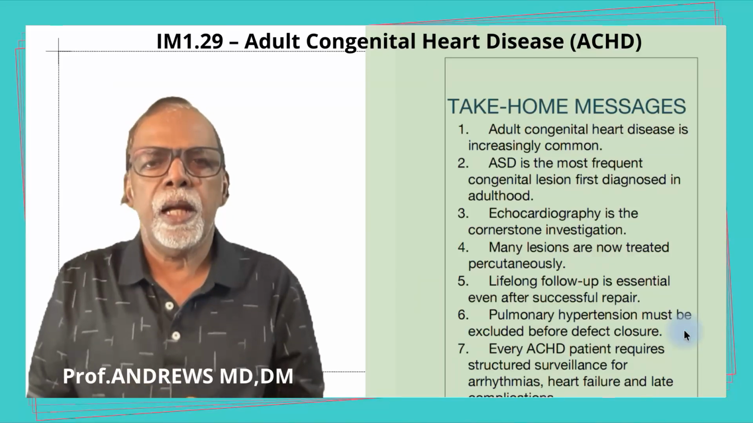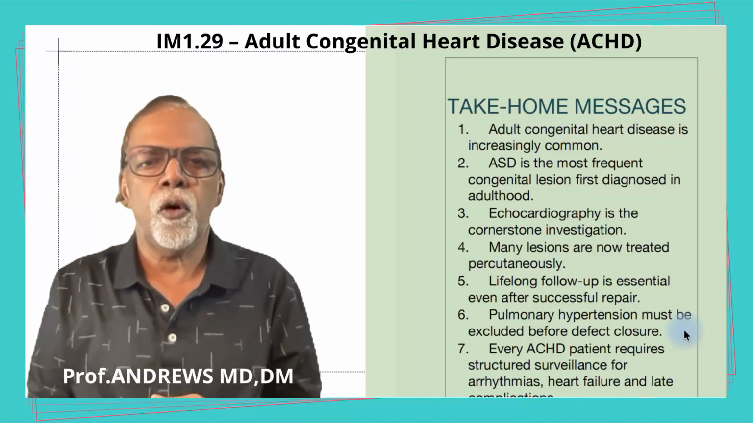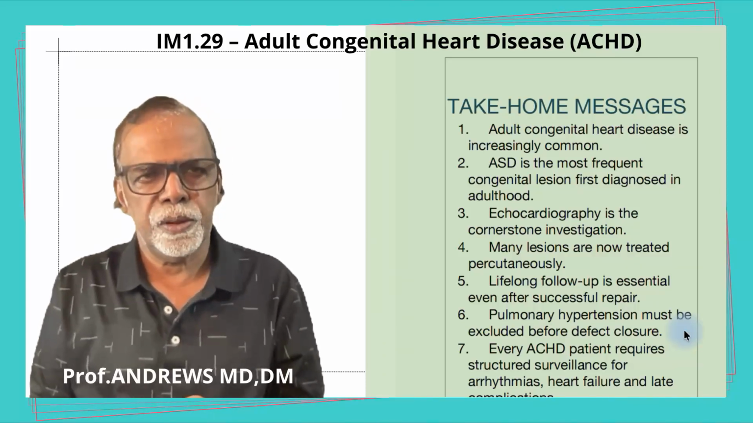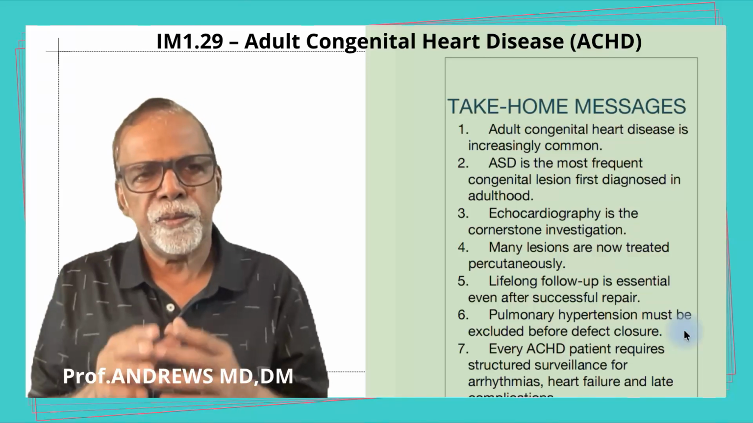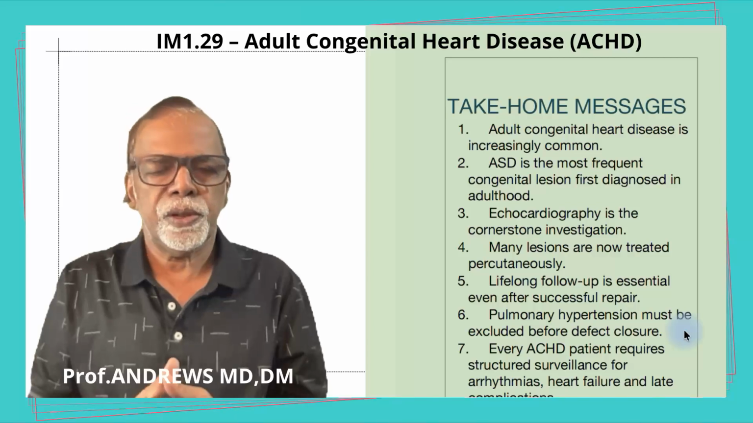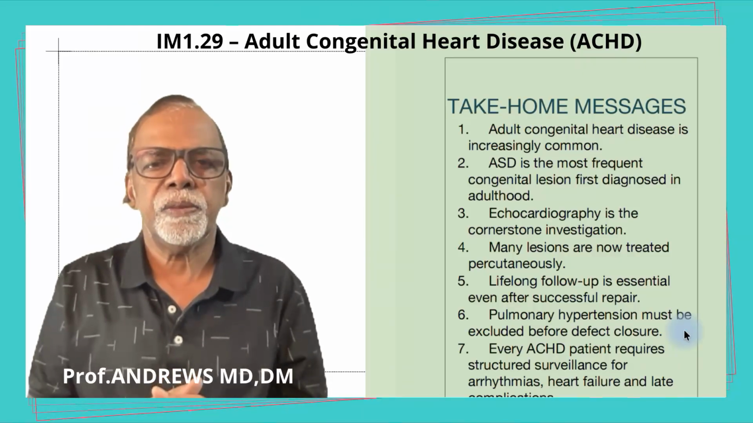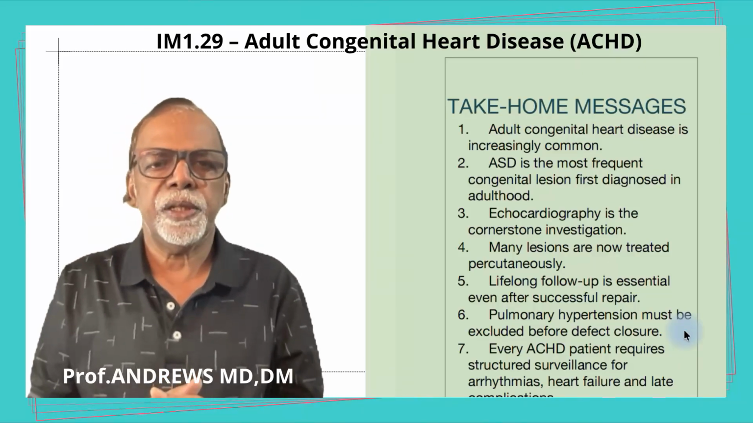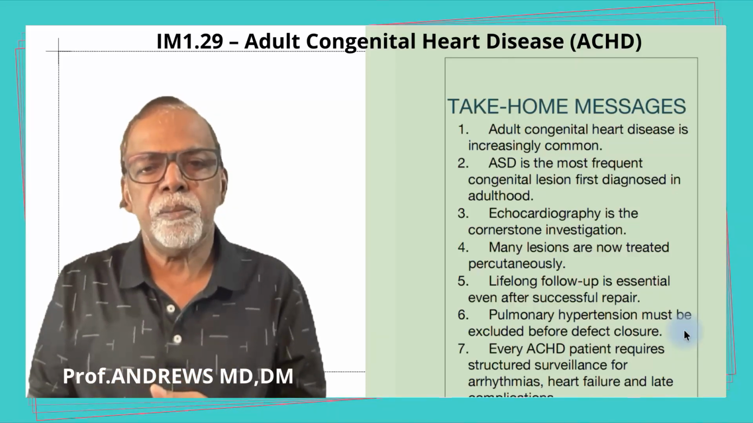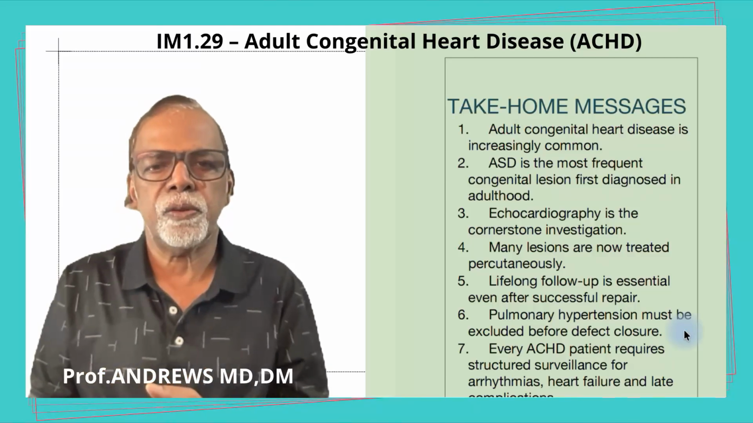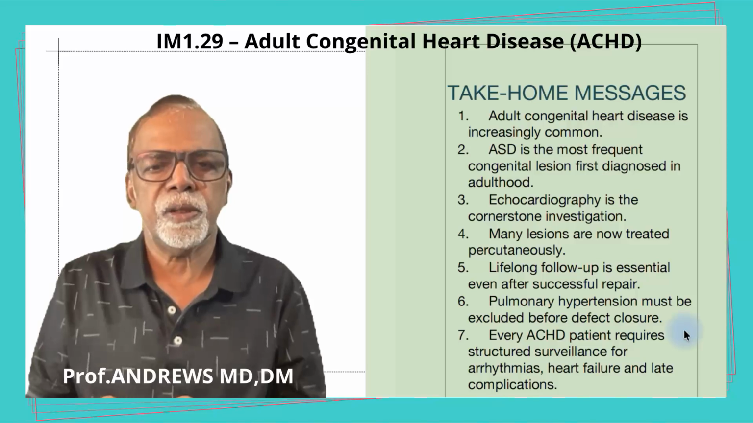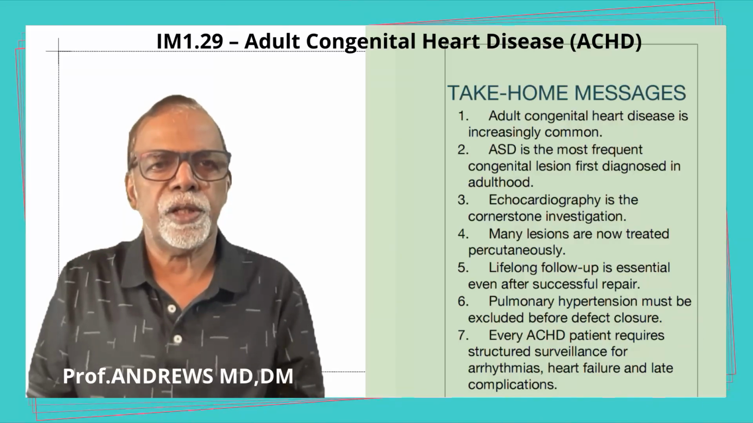So, take home message. Adult congenital heart disease is increasingly becoming common. ASD is the most frequent congenital lesion diagnosed in adulthood. Any elderly patient coming with atrial fibrillation, if it's a congenital heart disease, think about ASD. Echo is the cornerstone of investigation. Many lesions can be treated percutaneously. Lifelong follow-up is essential. Pulmonary hypertension must be excluded before defect closure, and many patients require structured surveillance because the patient can develop complications.